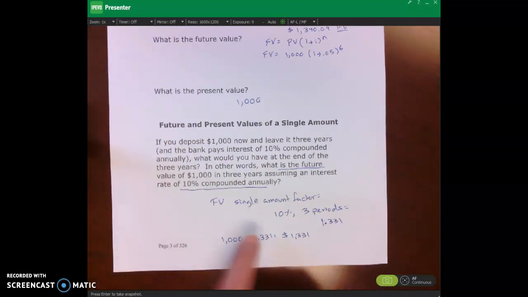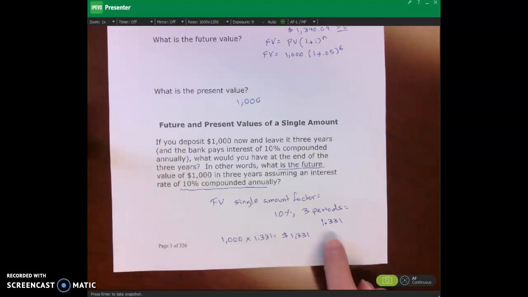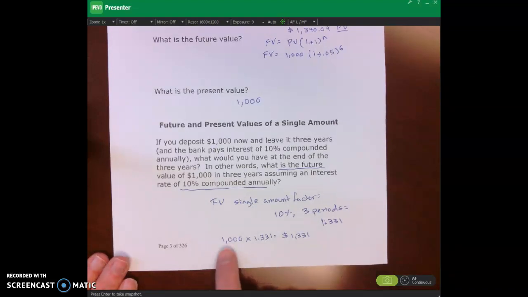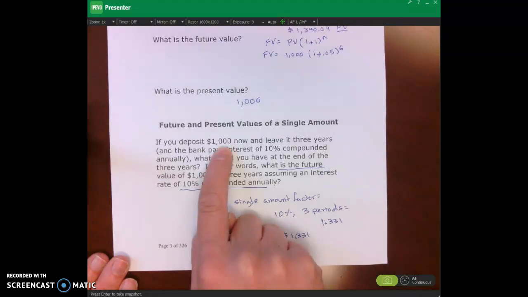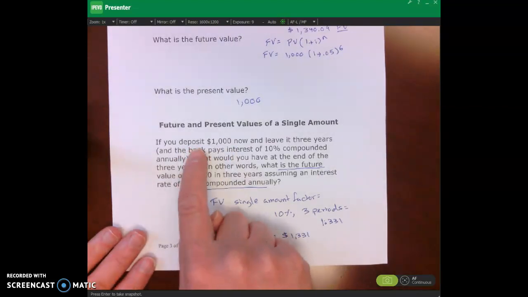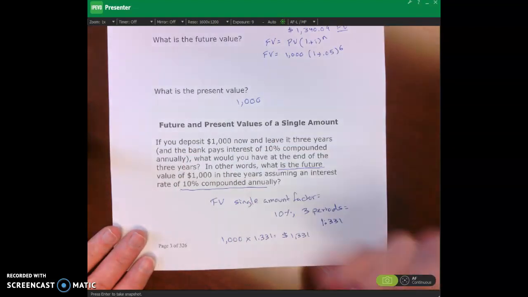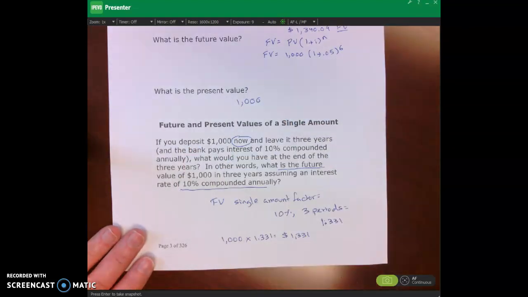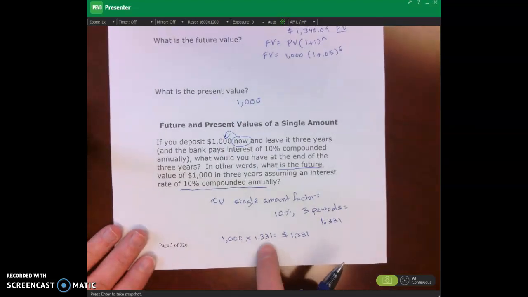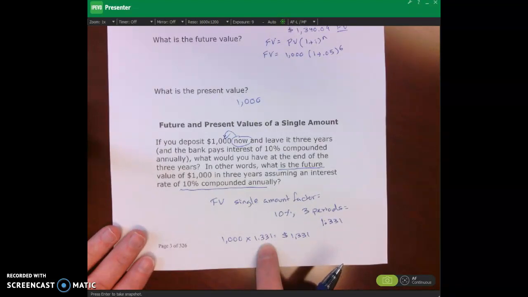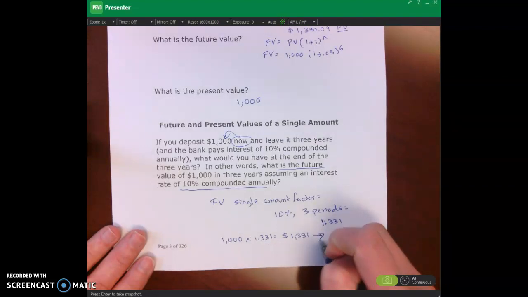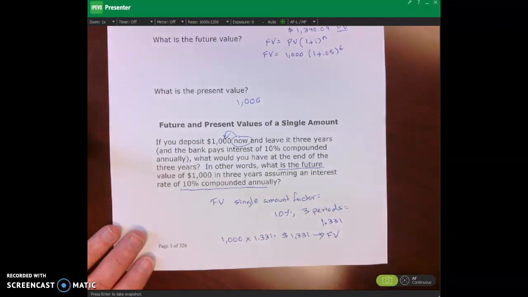Okay, so this is what you should have gotten. Future value of a single amount factor, 10%, 3 periods. You look in the table, the factor is 1.331. You multiply the $1,000 present value. How do I know that's the present value? Because it says if you deposit $1,000 now. That's keying me into telling this is the present value. Present value times my factor, which is 10%, 3 periods or 3 years, gives me the 1,331, which is the future value. Okay?